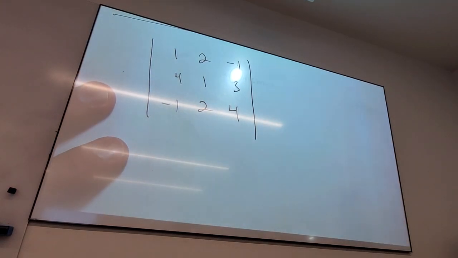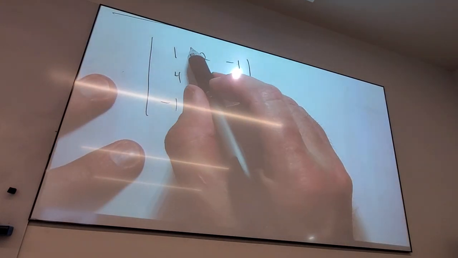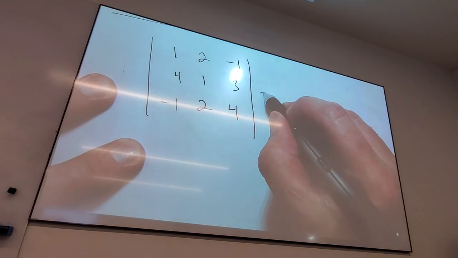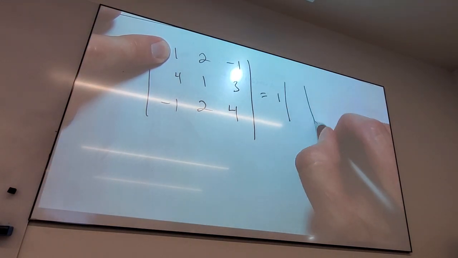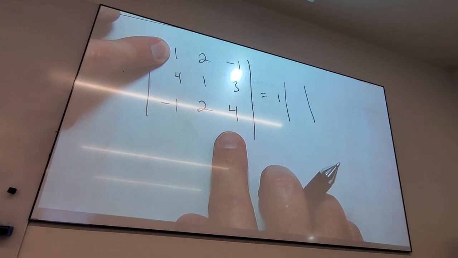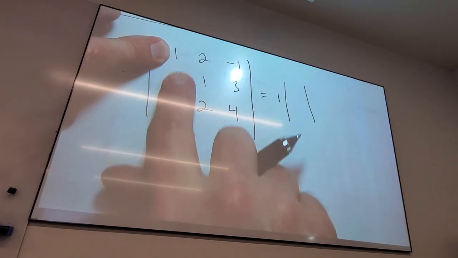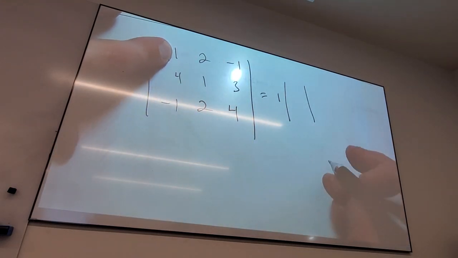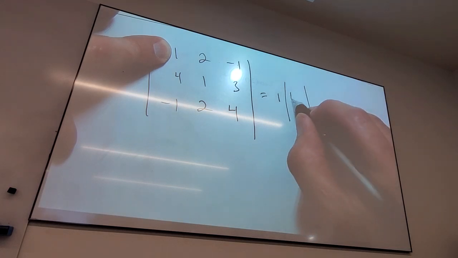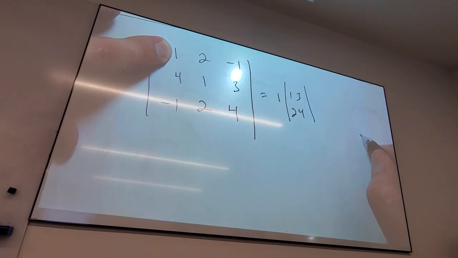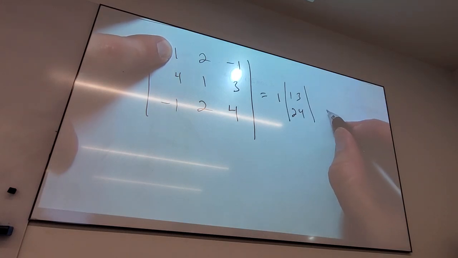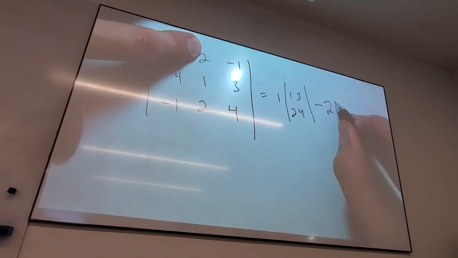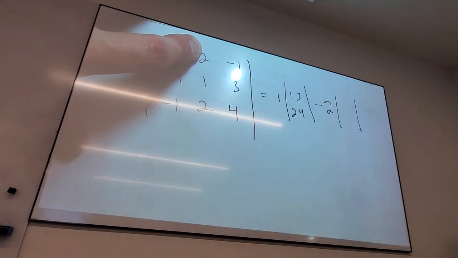You can pick any row or column you want to. I'm just going to pick the first row. And what I'm going to do is take 1 times the determinant of everything that is not in the row or column of that 1. What would that be? 1, 3, 2, 4, yes? And this is awesome. It just gets more and more complex. You ready? So then I'm going to do minus 2 times everything that is not in its row and column.